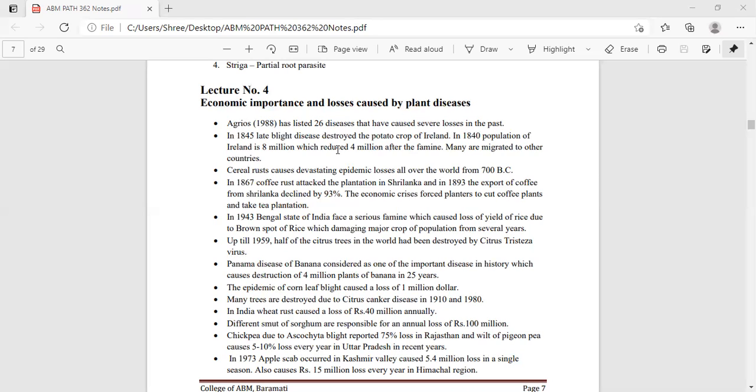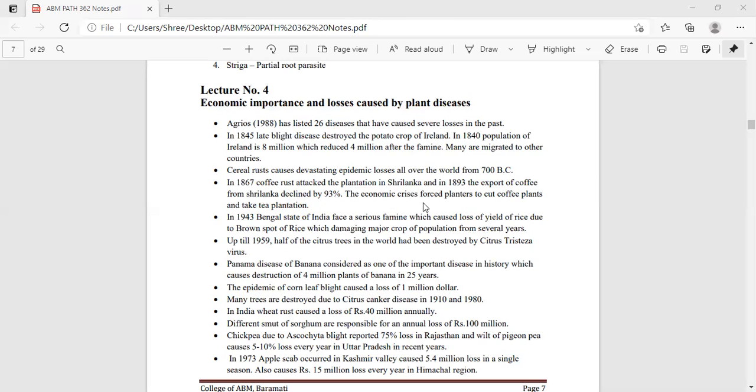In 1867, coffee rust attacked the plantations in Sri Lanka, and in 1893 the export of coffee from Sri Lanka declined by 93%. The economic crisis forced planters to cut off the coffee plants and take up tea plantation. Another destructive disease of coffee is coffee rust. Hemileia vastatrix is the causal organism of coffee rust.